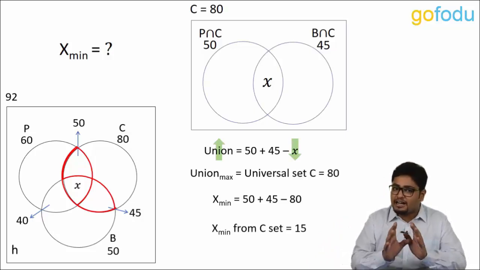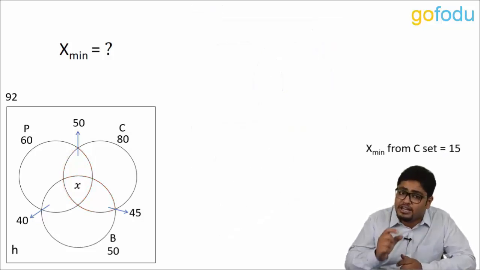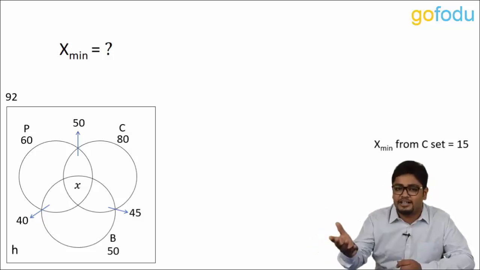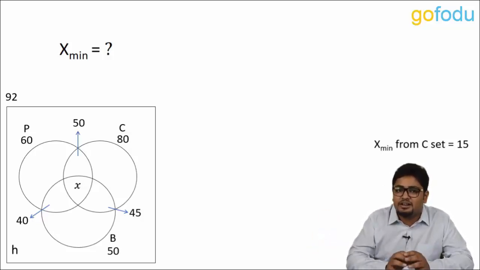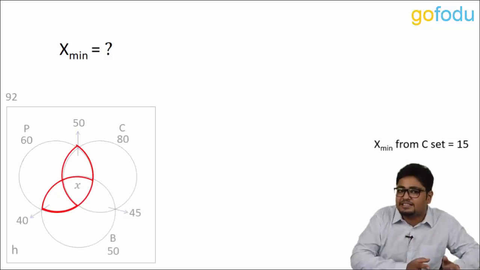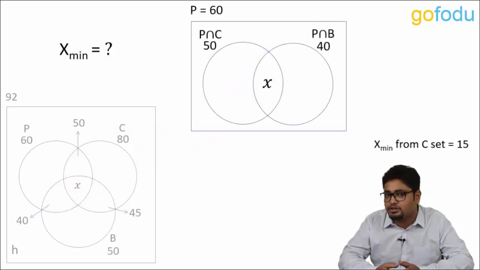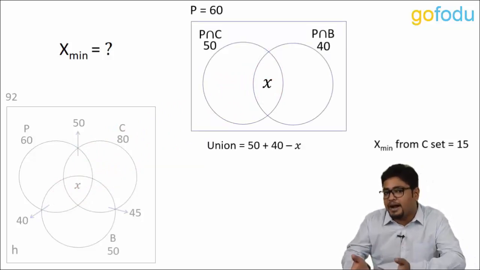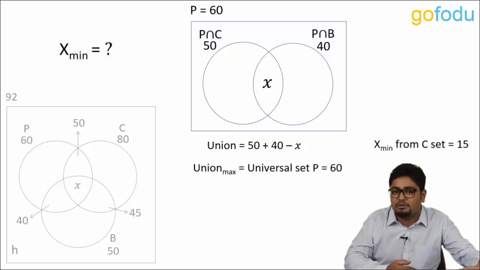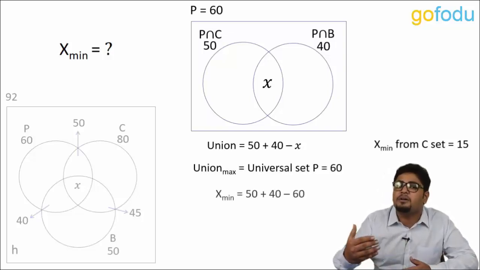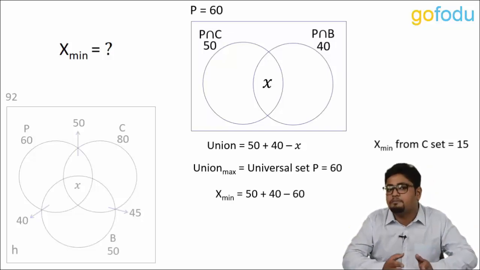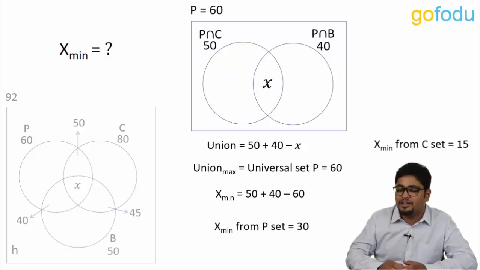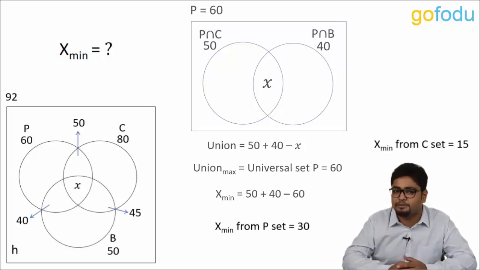Wait, this is not the answer yet. It is specifically for the chemistry set only. The same thing has to be done for the other two sets as well. Next, take the physics set, which contains physics intersection chemistry and physics intersection biology. Here, union will be 50 plus 40 minus x. We have union maximum as 60. So, x minimum will be 50 plus 40 minus 60, which gives us x minimum as 30. It is specifically from the physics set only.